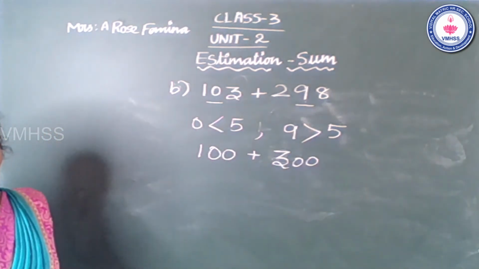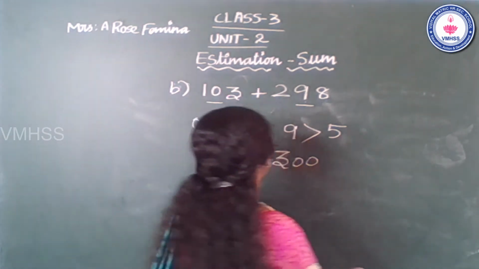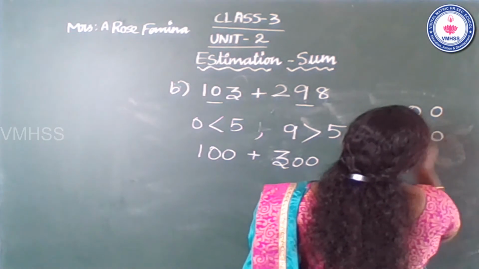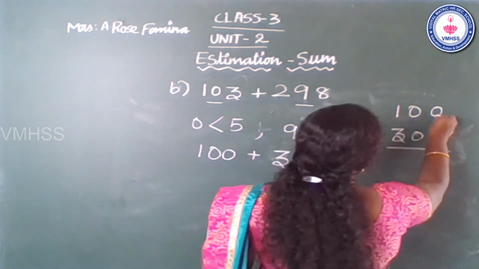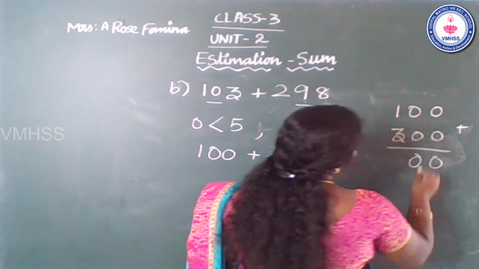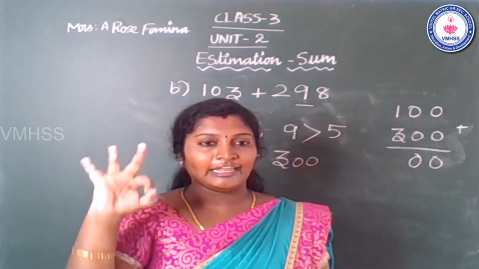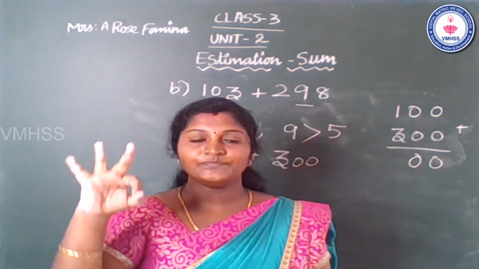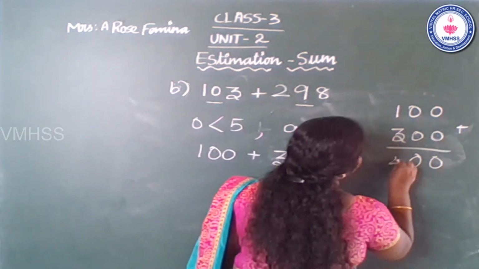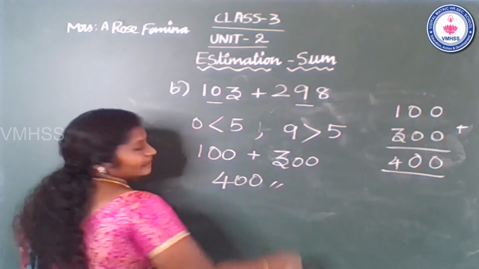Okay, students, what is the next step? Very good. Adding. So 100 plus 300. 0 plus 0 is 0. 0 plus 0 is also 0. So 1 plus 3: keep 1 in the mind, take 3 fingers. After 1: 2, 3 and 4. So now we get the answer 400. What is the value? 400.